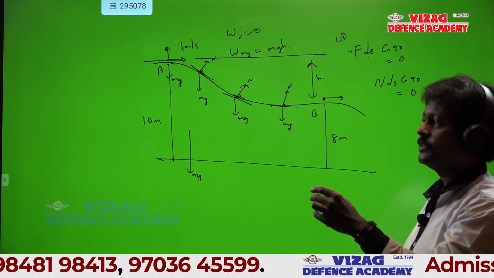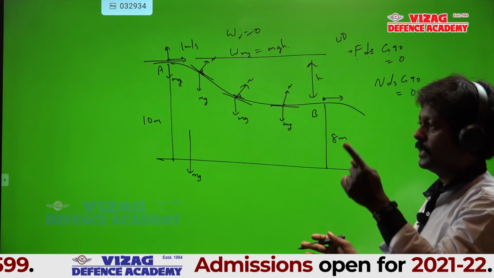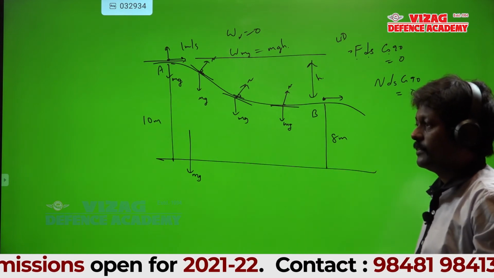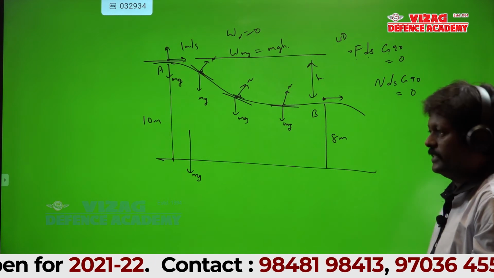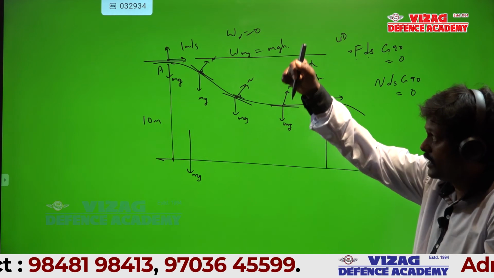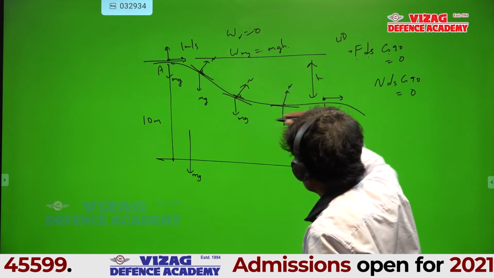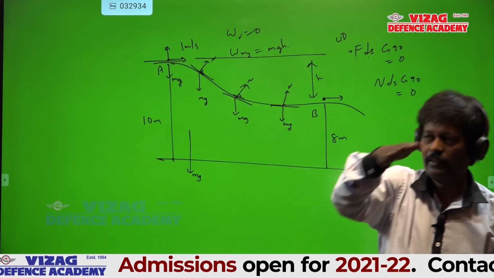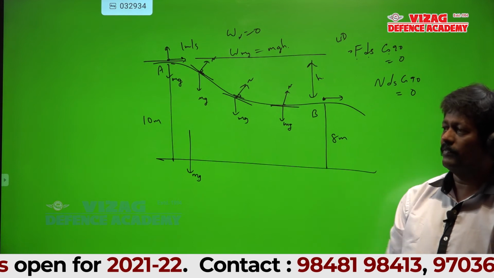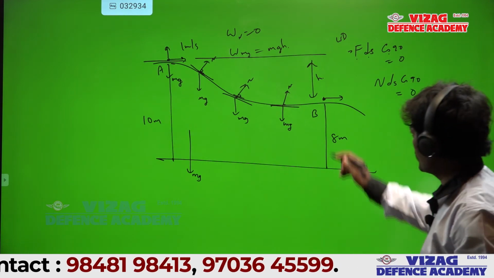Normal reaction cannot do work, it is zero, because the angle is 90. But mg has done work. Exactly correct. mg is vertically down. Don't worry about the distance along the curve. Vertically, how much did the body come down? 2 meter. That is taken as h.